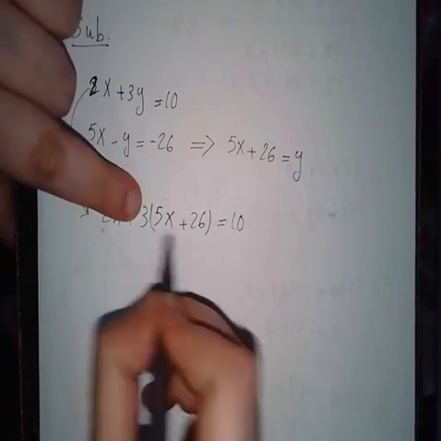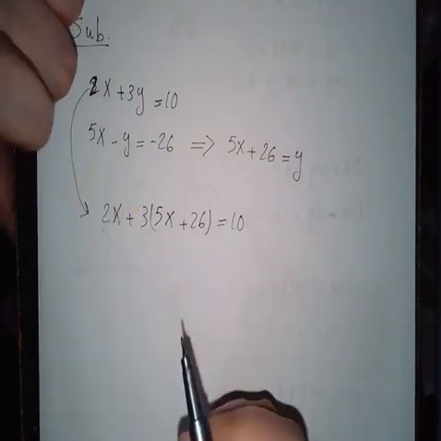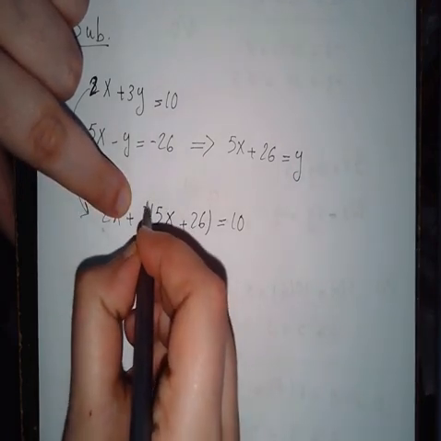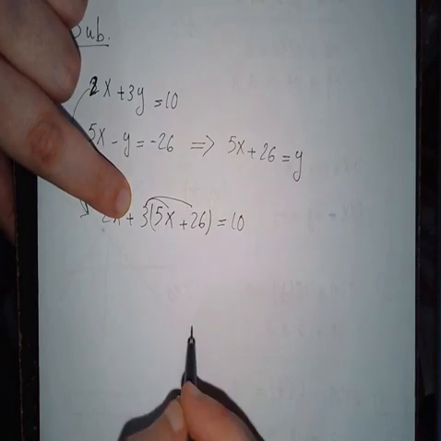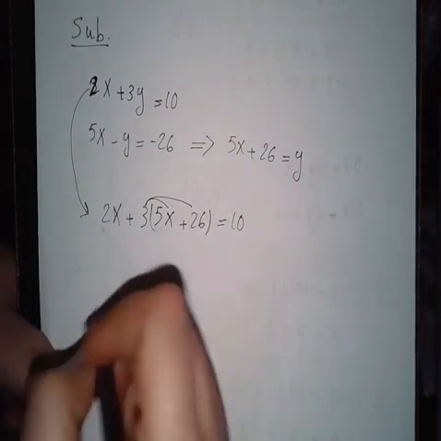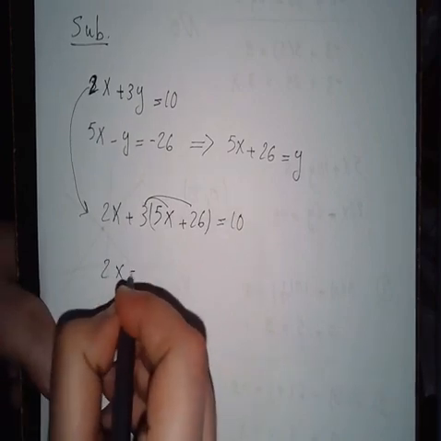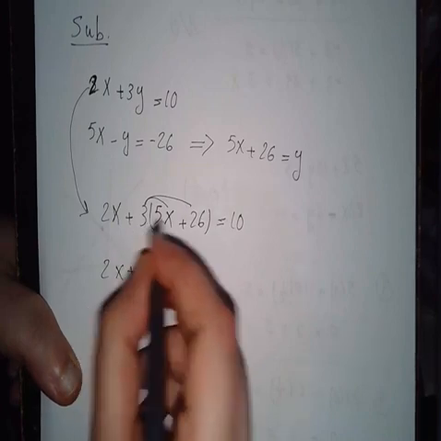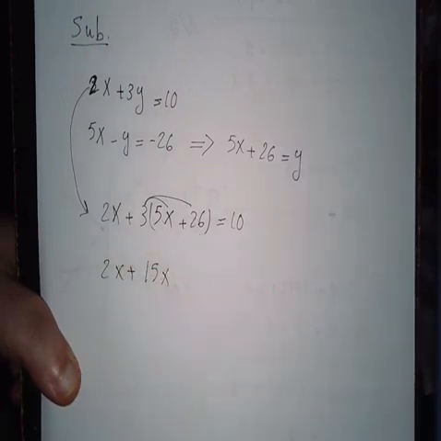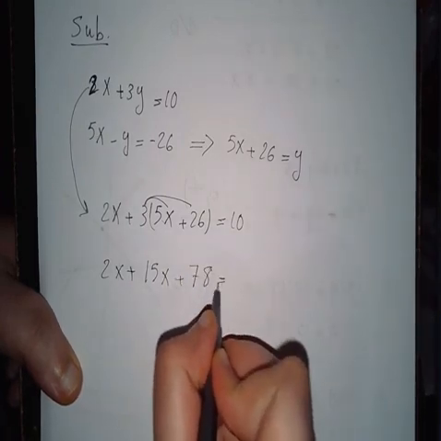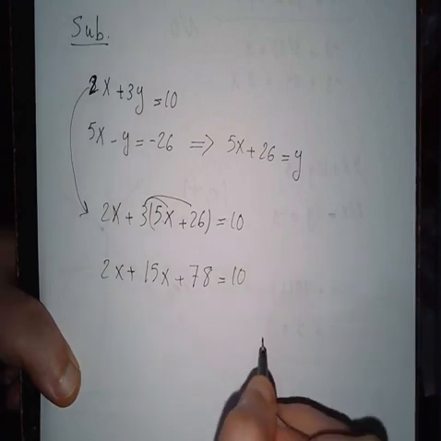So we have a 3 multiplied by a pair of parentheses. So that's a complication. Let's get rid of it. So I'm gonna get rid of this complication by multiplying it in. So 3 times the 5. We went to 2x real quick. 3 times the 5 is 15x. 3 times the 26 is what? 78, right? And it equals 10. Yeah?